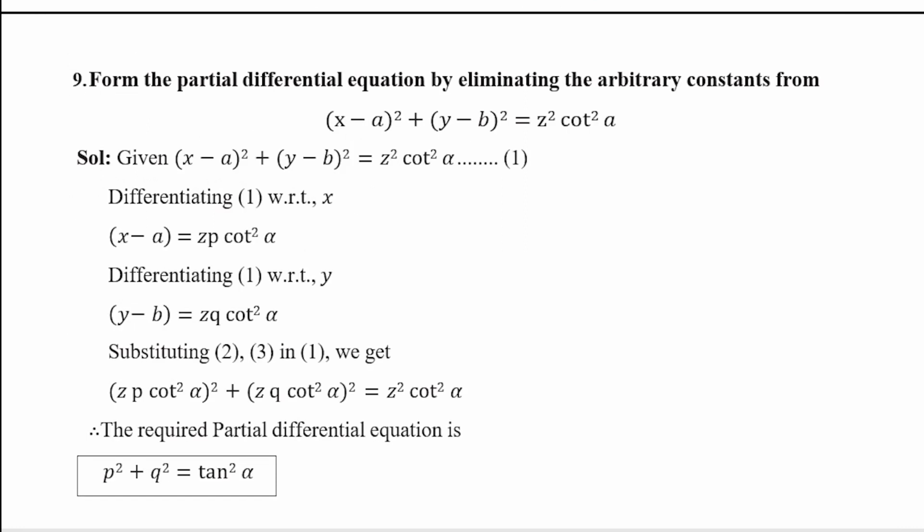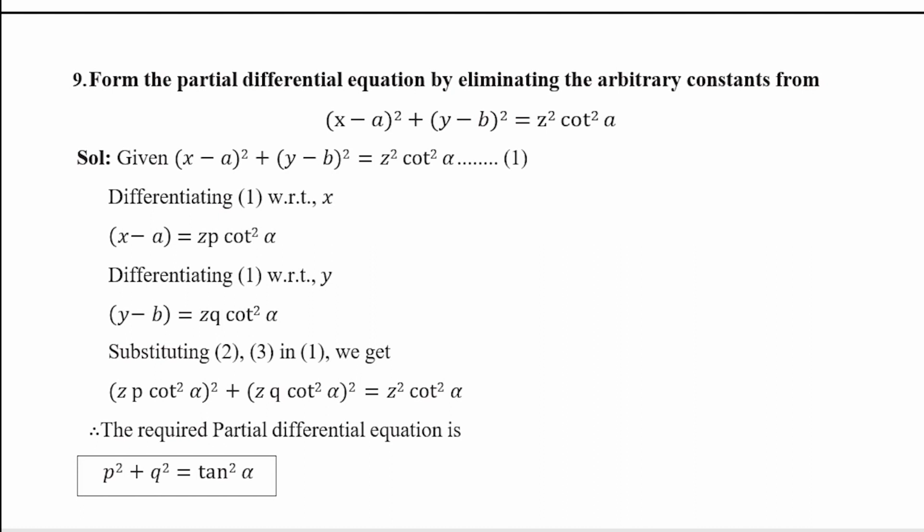Next we see another problem for the partial differential equation by eliminating the arbitrary constants. It is (x minus a) the whole square plus (y minus b) the whole square equal to z square cot square alpha. You have to consider this as equation number 1. Differentiating equation number 1 partially with respect to x. Here we will get 2 into (x minus a) equal to 2z ∂z/∂x, that is 2zp, into cot square alpha.